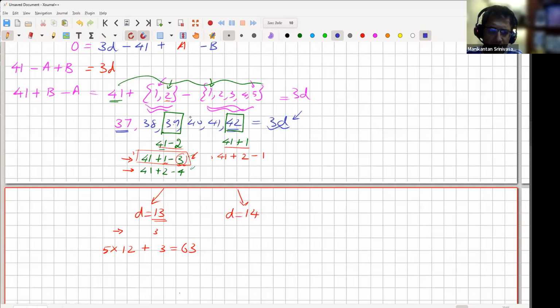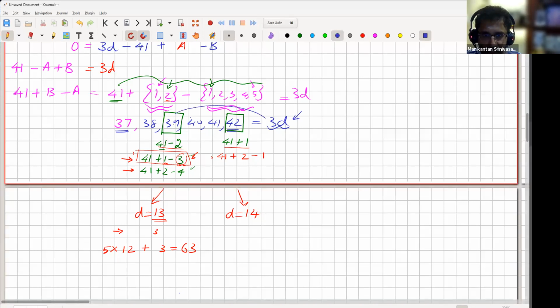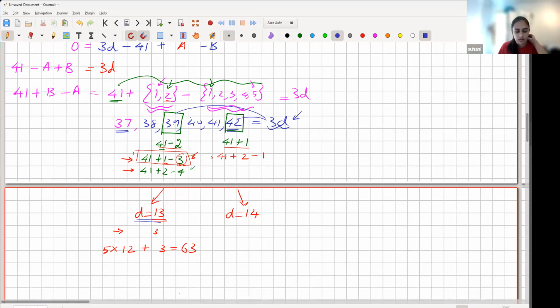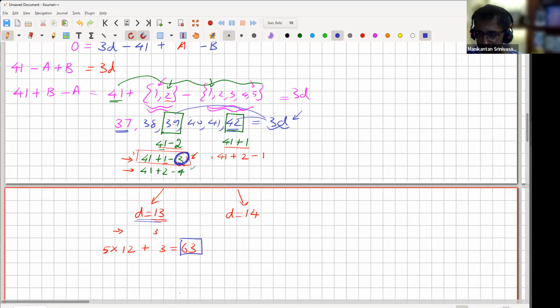Wait, could you explain again how you got 13 as D? Because 3D had only 2 possibilities, either 39 or 42, so I'm doing it in 2 parts. If 3D is 39, D is 13. What does D equal to 13 mean? The dog took 13 jumps, which means 12 full jumps and some extra. The extra was 3, which is why we ended up subtracting 3 in all that A and B set. So we ended up getting 63 as a possible answer for the number of steps.